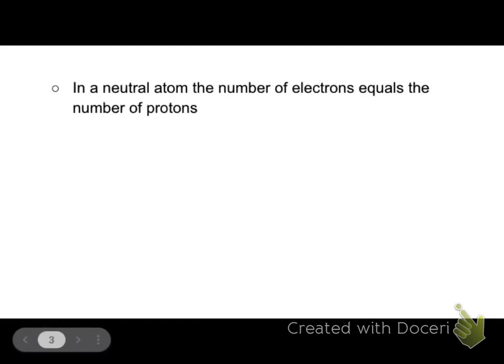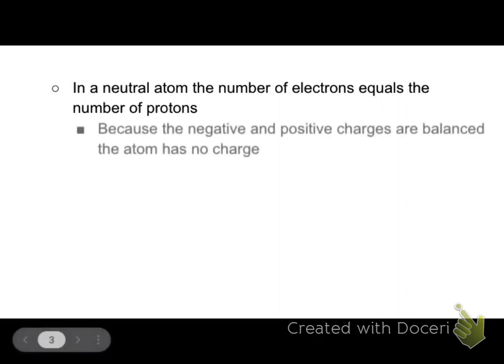All right, in a neutral atom, the number of electrons is equal to the number of protons. Because the electrons have a negative charge and the protons have a positive charge, the atom has no charge as long as those charges equal each other. So if you have 3 protons and 3 electrons, those 3 positives balance out the 3 negatives and you have no charge on the atom.